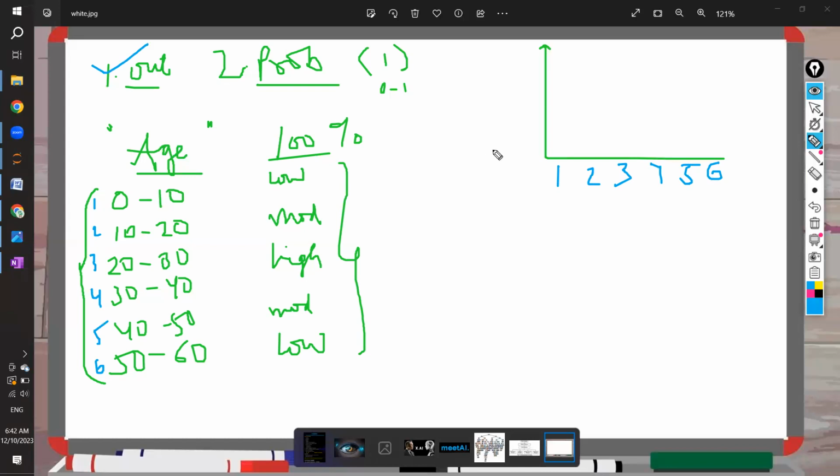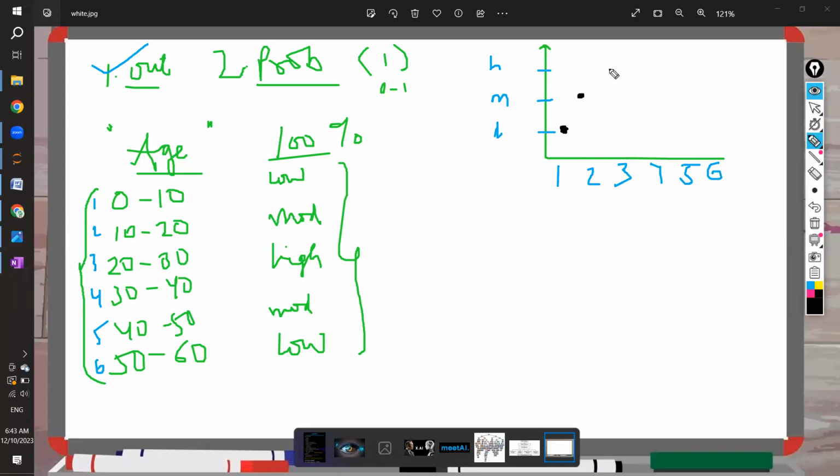So for each outcome, the probability on the y-axis, I should tag. Let's say I'm having low, moderate, high. Fine. So for one, what is it? It's low. So let me put a point over here. And two, it's moderate.